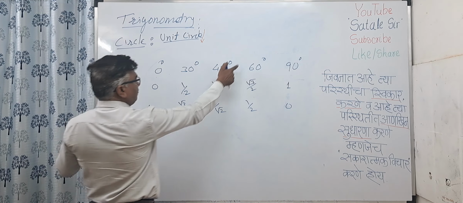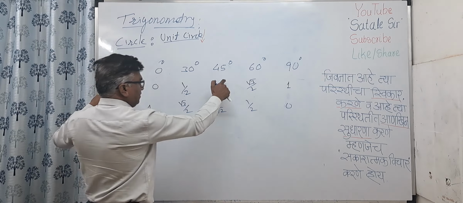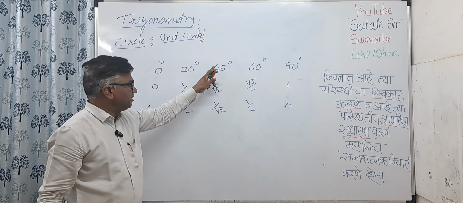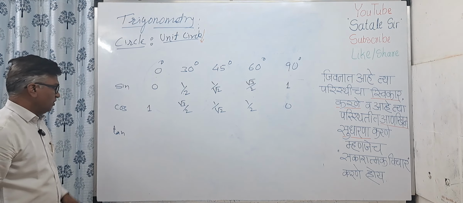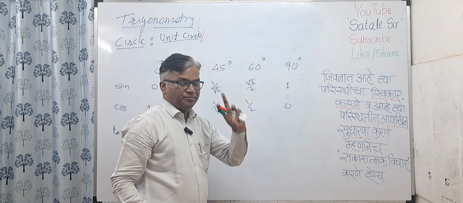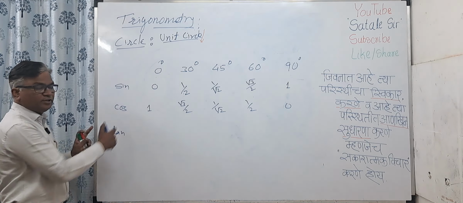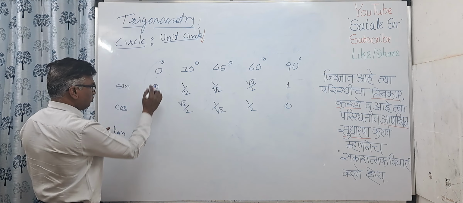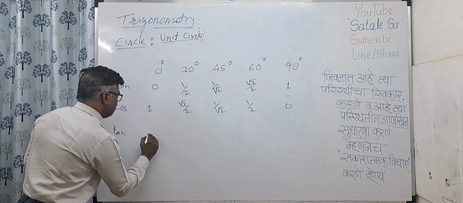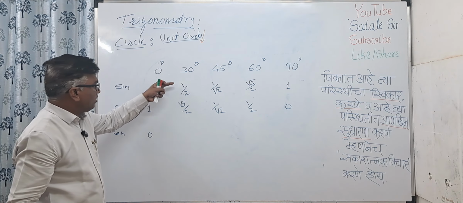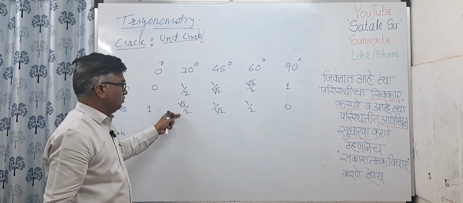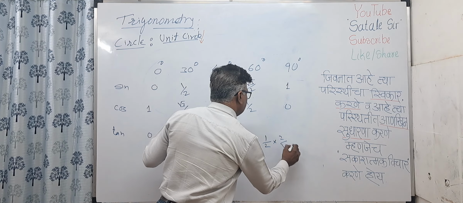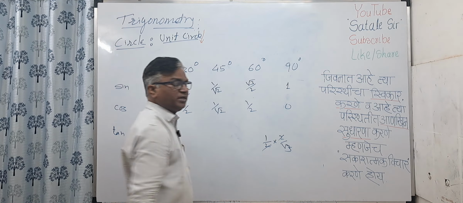You will find here at 45 degrees the sine and cos are the same. Sine of 45 degrees and cos of 45 degrees are the same, and it is 1 by root 2. Now finding tan becomes very easy. Tan is always the ratio of sine and cos, sine divided by cos. For angle 0 it will be 0 divided by 1, that means 0. Now 1 by 2 divided by root 3 by 2 is 1 by 2 times 2 by root 3, so 2 gets cancelled and you will get 1 by root 3.